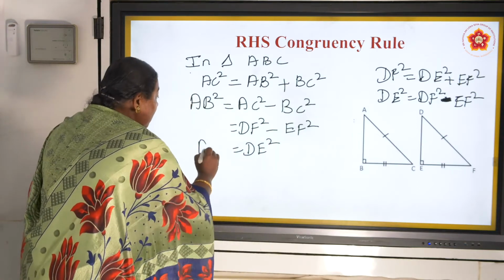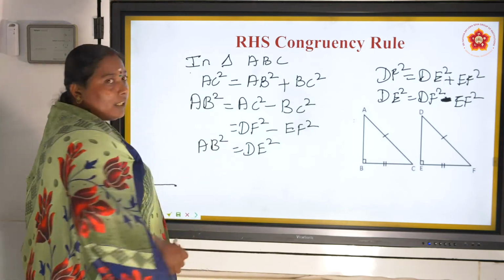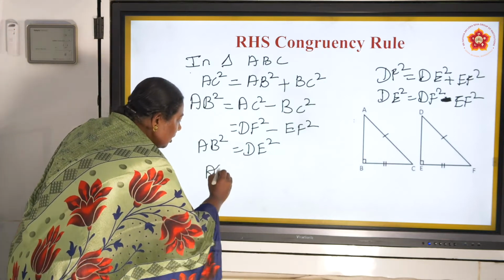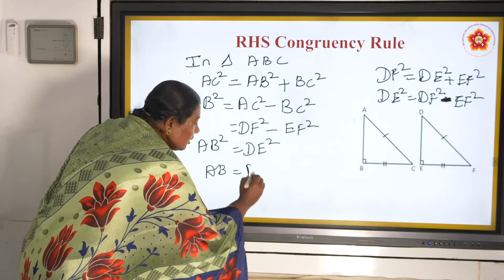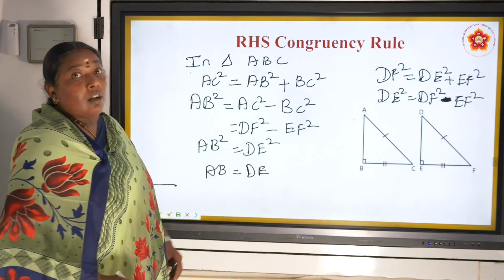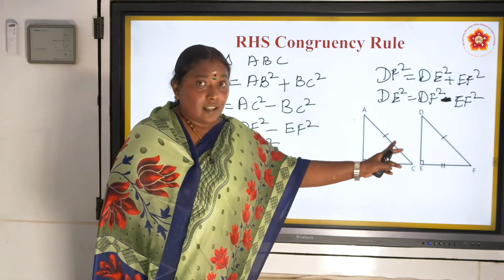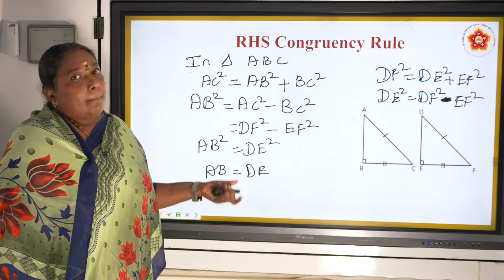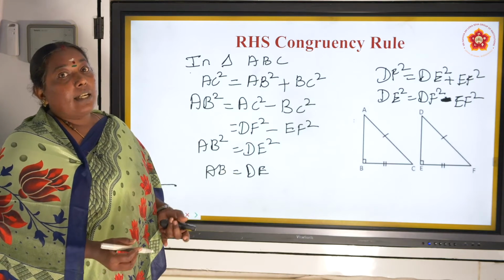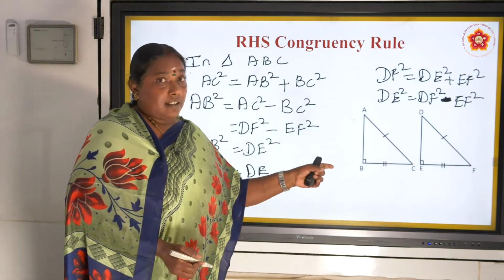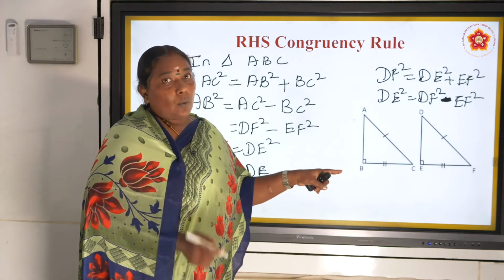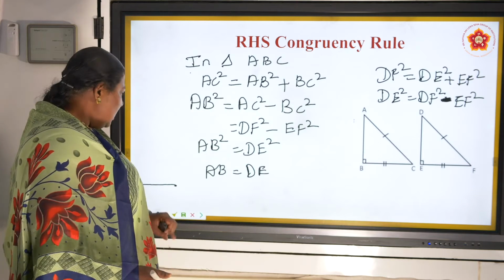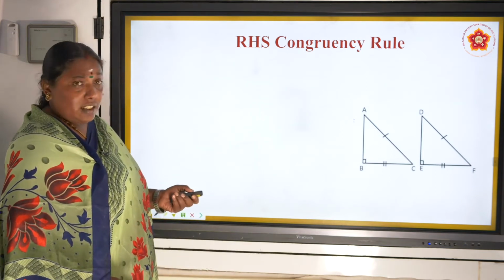So what they are telling? AB square is equal to DE square. Take a square root. So it becomes AB is equal to DE. So first we started with only the two sides are equal. Now we have reached the third side is also equal. By SSS congruency we can prove that if a right angle triangle is there and the hypotenuse and other one side is equal, then the two triangles are congruent. Easily we can prove it. It's very easy. Really, it's very easy.